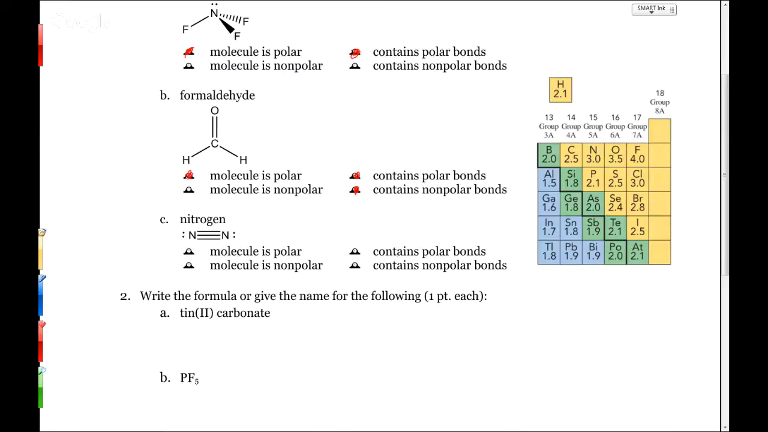And then what about for nitrogen? What is that bond? The bond's got to be nonpolar because it's the same atom on both sides. So the electrons aren't going to be pulled more to one side or the other. And then that's also the molecule, so that ends up being nonpolar as well. Okay.